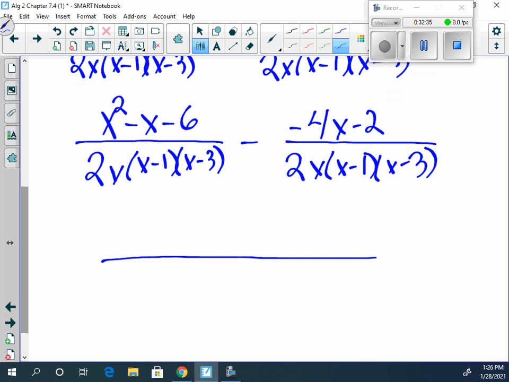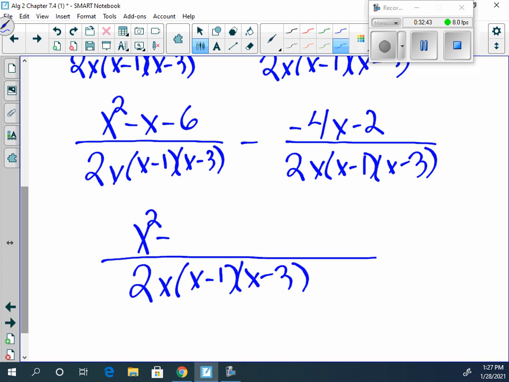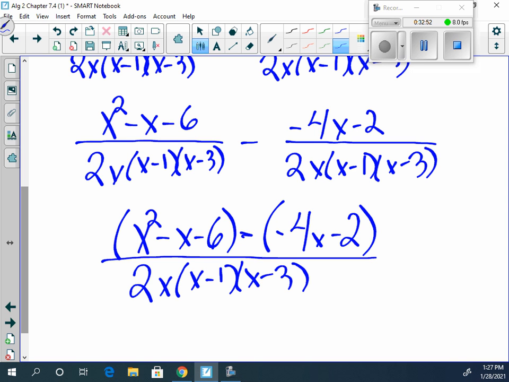Because it is going to be on one fraction, and the denominator will be 2x times x minus 1 times x minus 3. There's nothing wrong with that. The x squared minus x minus 6 is fine. We'll go on and put them in parentheses. Minus. The second one that we're subtracting, you need to make sure you pay close attention to the signs, because it's going to make a difference.